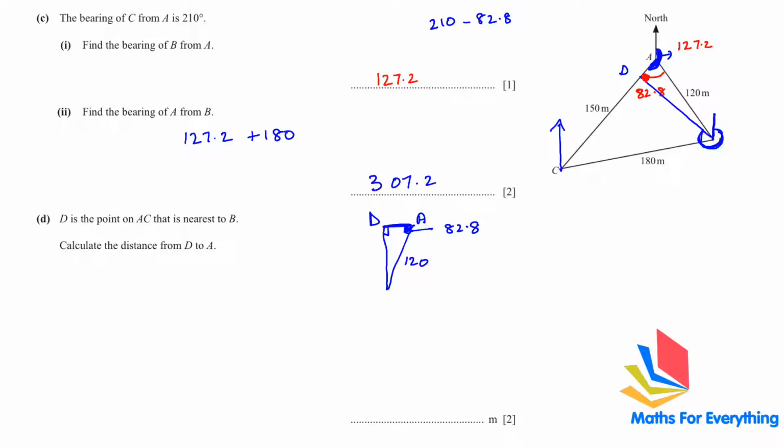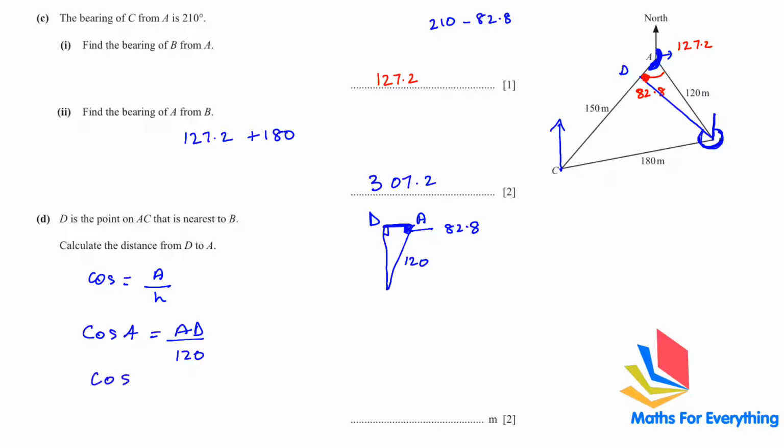No, sorry. We have the hypotenuse, and we need to find the adjacent. This is the adjacent, so we are going to use the cos rule. Cos A is equal to adjacent, which is 80, over hypotenuse, which is 120.